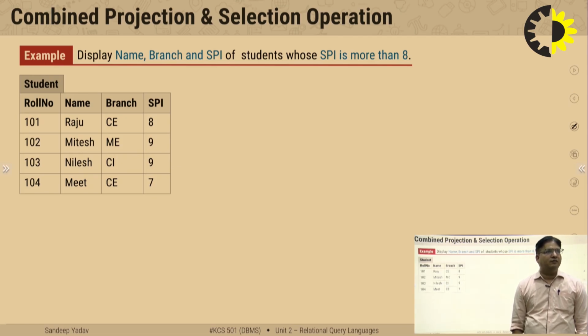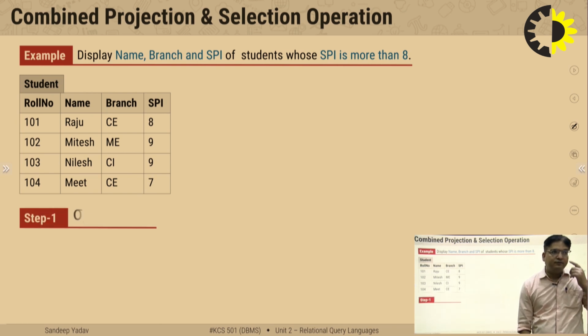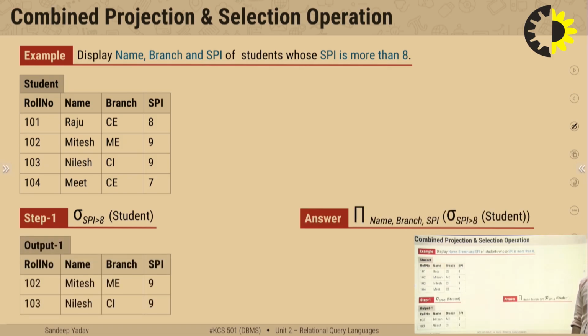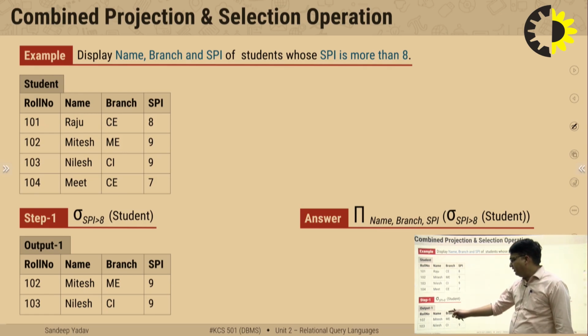Now, one more question to make it more clear to you. Display the branch name, name of the student and SPI of the student where SPI is more than 8. So, here the condition is SPI has to be greater than 8 and the attributes are name, branch and SPI. So, let us see how to do this. The condition we are specifying now: pi, name, branch and SPI. The condition is SPI should be greater than 8 and the name of the relation is student. So, the output will be like this one.